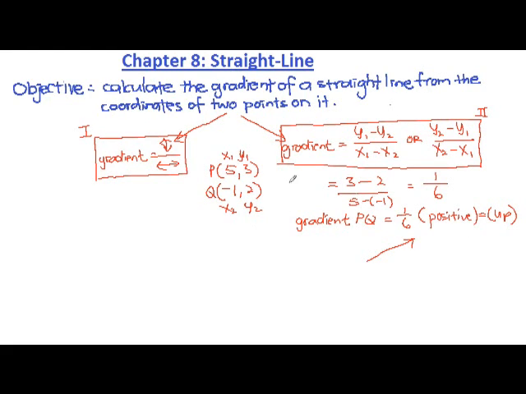Without sketching the position of P and Q, we can still find the gradient of PQ as long as we know the coordinates for P and Q, or any 2 points on a straight line, by using this equation.